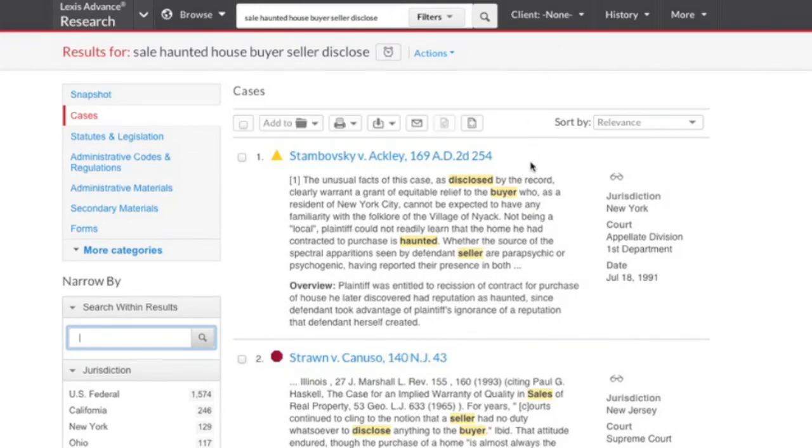And the first case that pops up is a very famous case that you may actually read in property about the duty to disclose in the situations where a house is haunted. And there you have it.